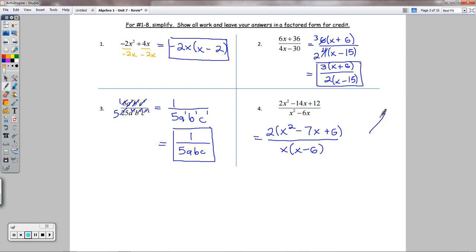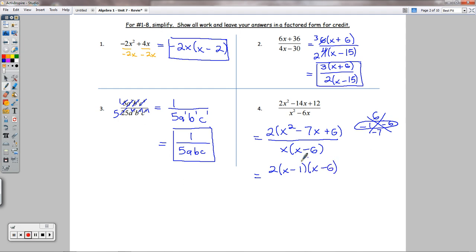From that point, you can do this sort of thing if that helps you. So 6 on the top, negative 7 on the bottom. The magic x, I like to call it. This would be the right combination. Negative 1 and negative 6 would multiply to 6 and add to negative 7. So you'd have 2 times, and then you could write x minus 1 and x minus 6.